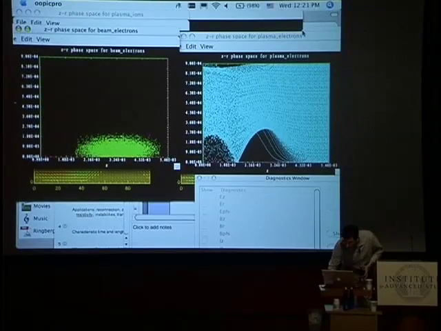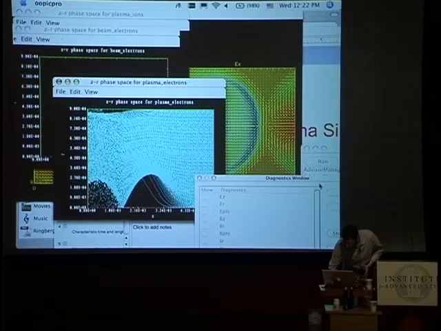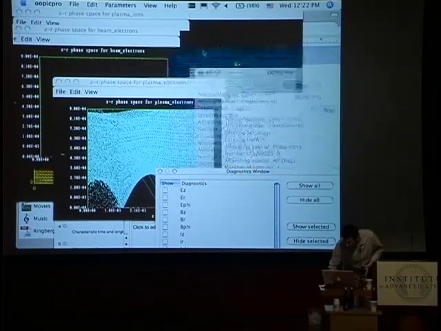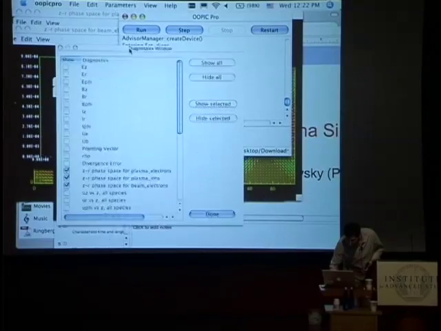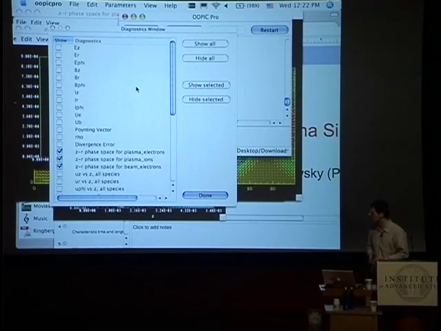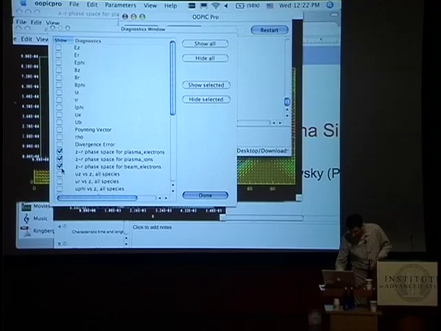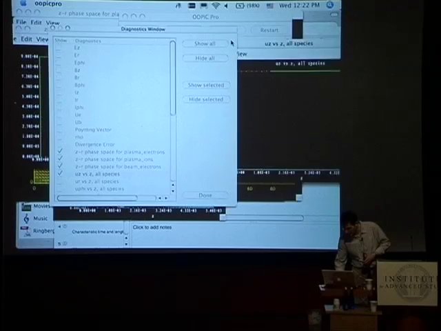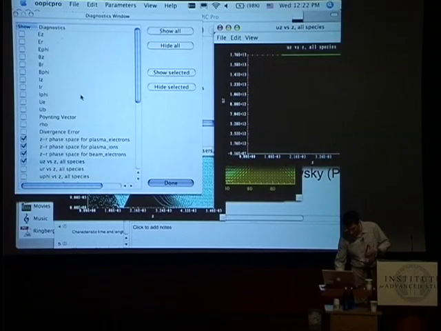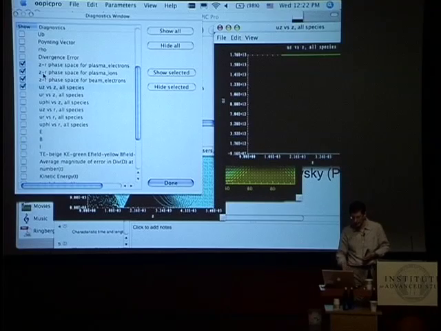And we'll play with this type of simulation more in the discussion section. But there is a whole bunch of diagnostics that exists in this code. So you can show phase space. You can show the actual positions of particles. You can show the electromagnetic fields, the history of electromagnetic energies, and so forth. So a lot of diagnostics here.